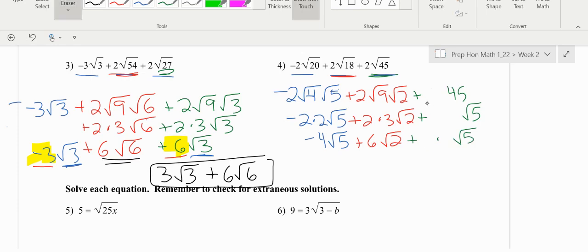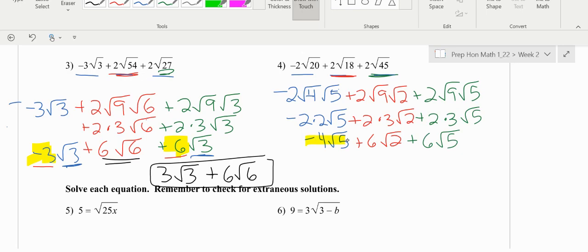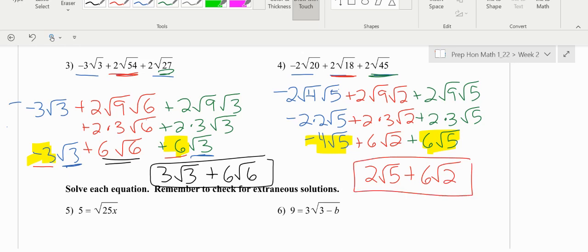Make sure I'm going to write this a little nicer. So we get 6 root 5. And now I'm going to go ahead and see what like terms I have. So 4 root 5 and 6 root 5, I could actually put together. So we would get 2 radical 5 plus 6 radical 2. And that's as far as we can go. So with adding and subtracting, you'll just simplify and then put like terms together.